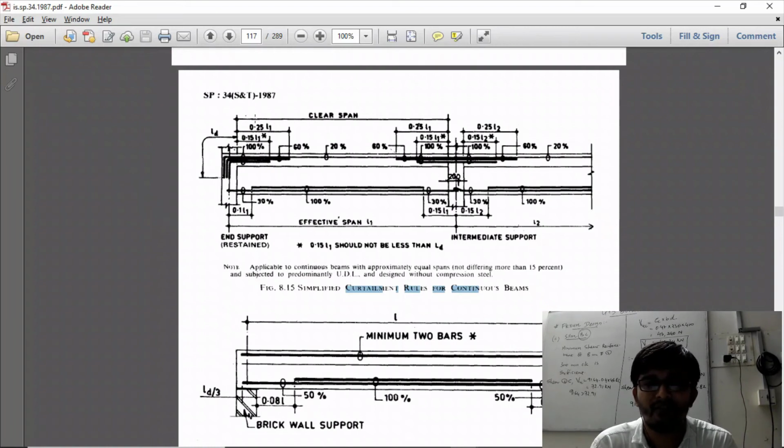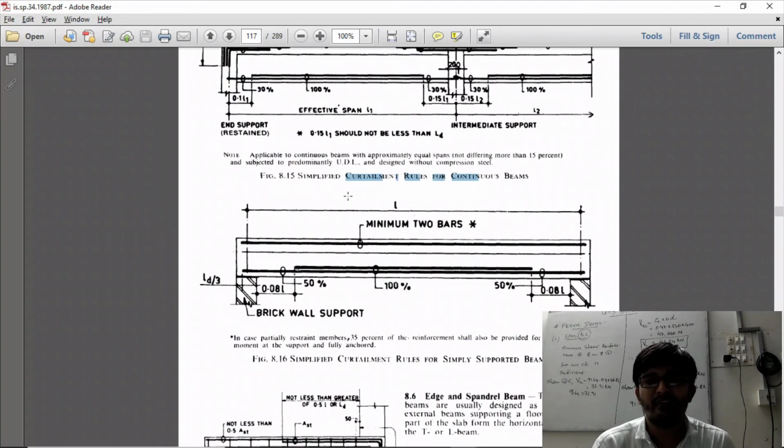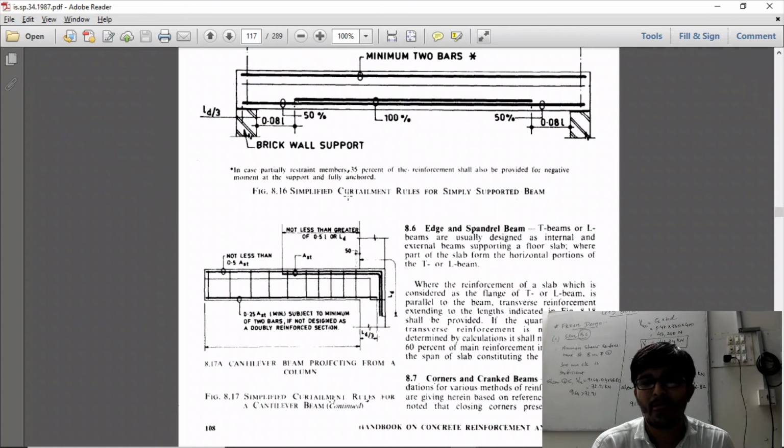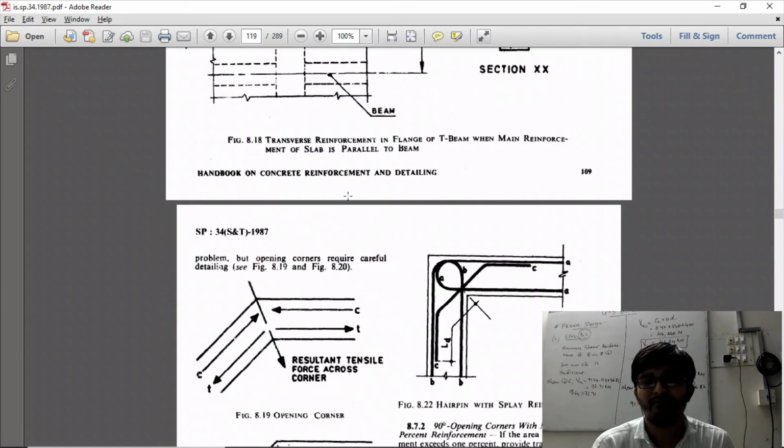The length of the top bars near the support is up to 0.25 L1, 0.25 L2. Then 100% steel in the span, 30% should be carried to the support on both supports in the tension part. Then at the top, 20% steel in the middle, then 60% at the end, 100%. You can find a similar type of figure in the ACI code also. So this is how it should be done as per the SP34 code. I hope you refer to this. This is a cantilever beam. This is for a cantilever beam. So this is how you are supposed to show the steel reinforcement.